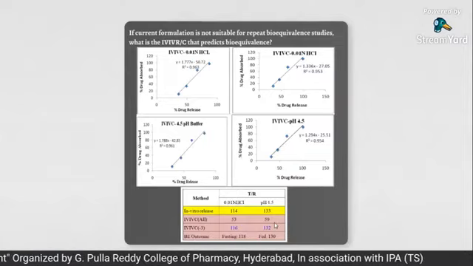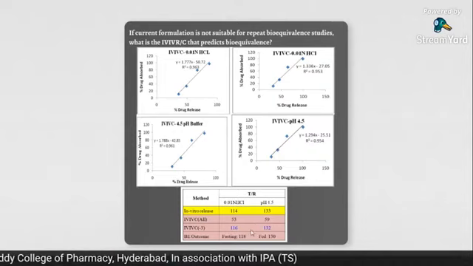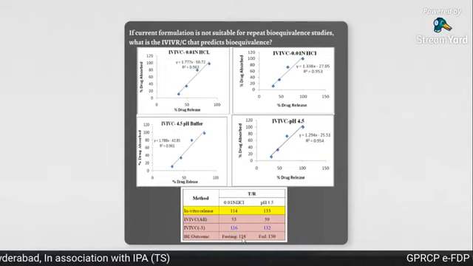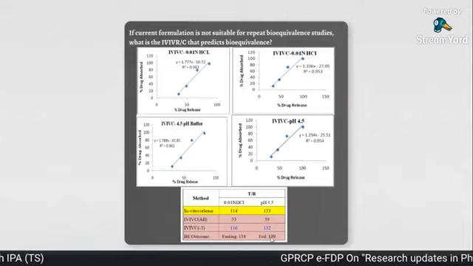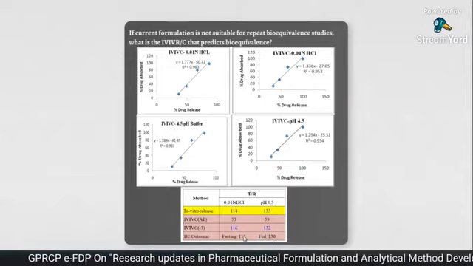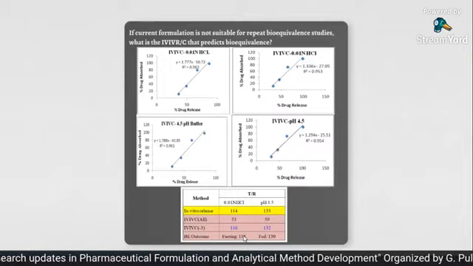If we remove the three subjects, then 116, 132. 116 is very close to 118. 132 is very close to 130. Then, after removing the three subjects, if we had done the bioequivalence prediction, we would not have gone for the pivotal study.